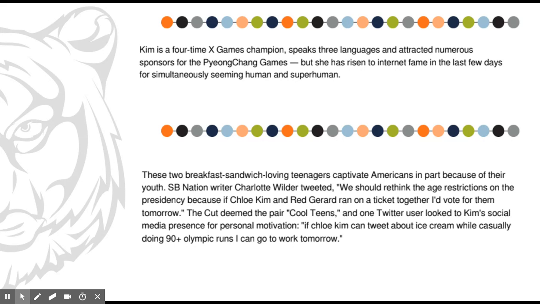Let's talk a little bit about this text. At the last line, it's a tweet. Twitter user looked to Kim's social media presence for personal motivation, and then it says, if Chloe Kim can tweet about ice cream while casually doing 90-plus Olympic runs, I can go to work tomorrow. Why would Chloe Kim not be capitalized, even though it's a proper noun?